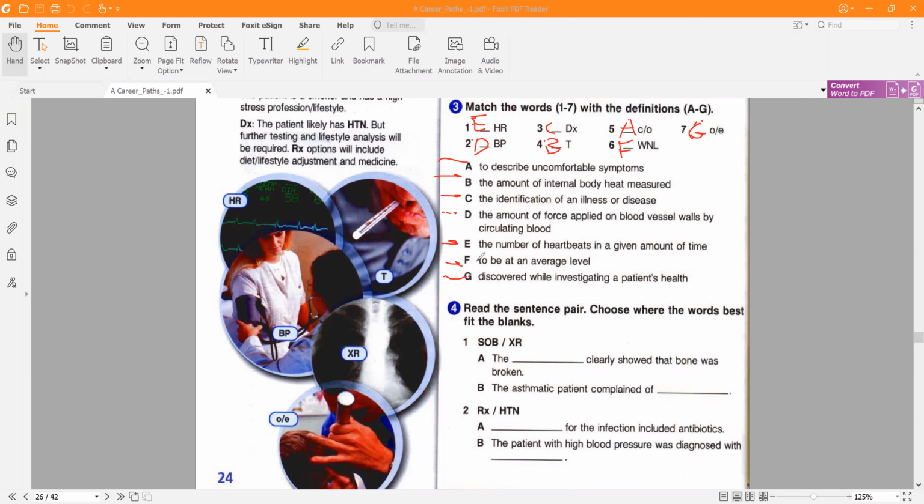Okay, now we are going to finish the vocabulary. Sentence pair, read them, choose where the words best fit the blanks, SOB, XR, the, number 1, the clearly show that bone was broken. So because it's a bone, so this is an X-ray. The asthmatic patient complained of SOB. RX, HTN.